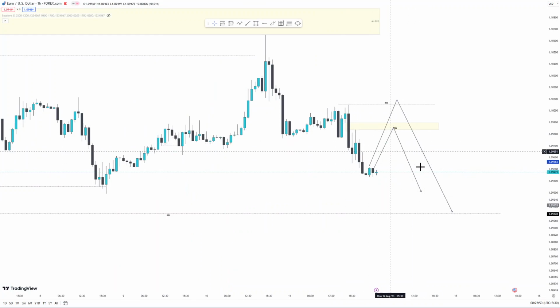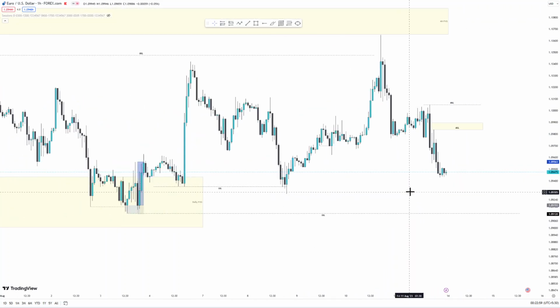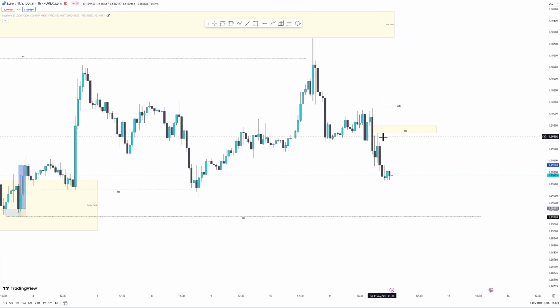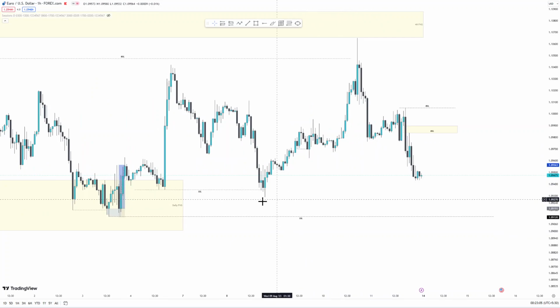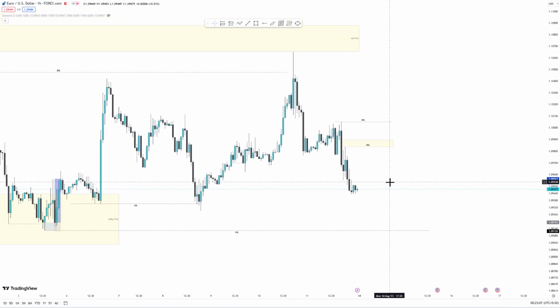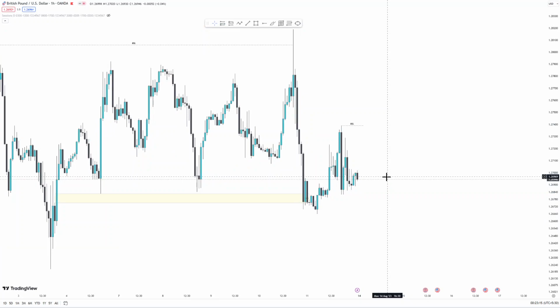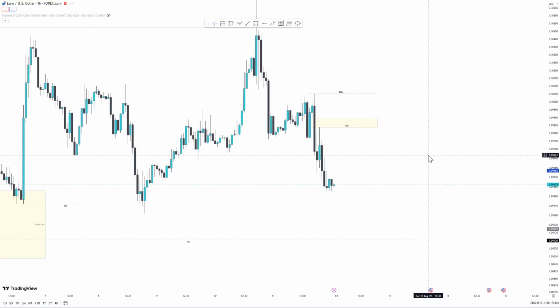So Euro USD, my bias would be, even though I don't have any bias on DXY, I think Euro can push down in the coming days because I don't see any valid liquidity points here, and we can look for shorts from these areas. So that's it for Euro USD.